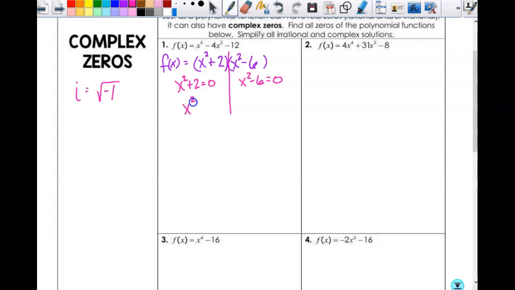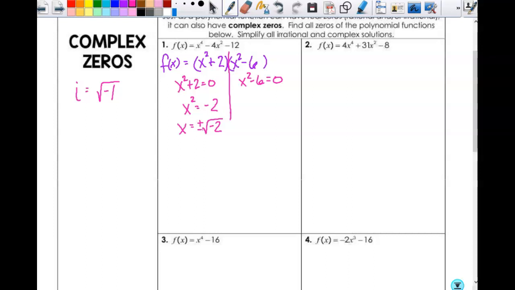So we get x squared equals -2. Then I'm going to take the square root of both sides. So I'm going to get x equals the square root of -2. Do you agree with that so far? Plus or minus. Thank you. Plus or minus. You still have to have the plus or minus. Don't forget that.